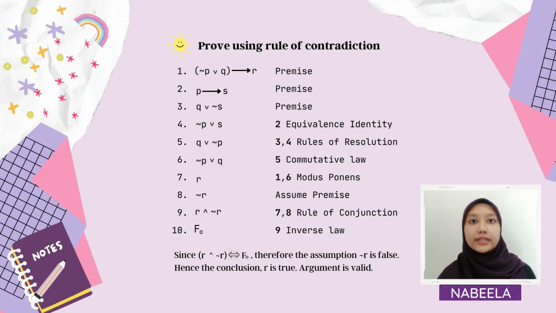Then we will get R and negation R from number 7 and number 8 by using the rule of conjunction. Then we will get a contradiction by using the inverse law. Since we got a contradiction, we can say that our assumption, negation R, is false, hence our conclusion, R, is true. So the argument is valid.